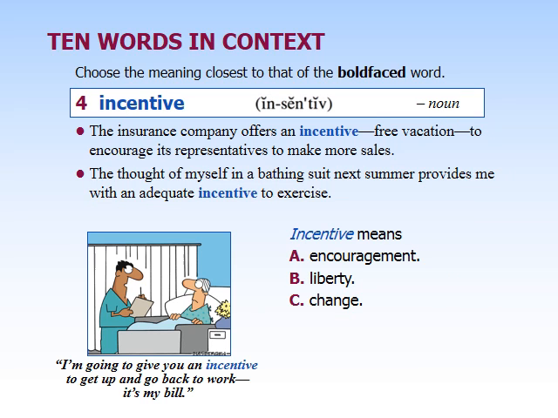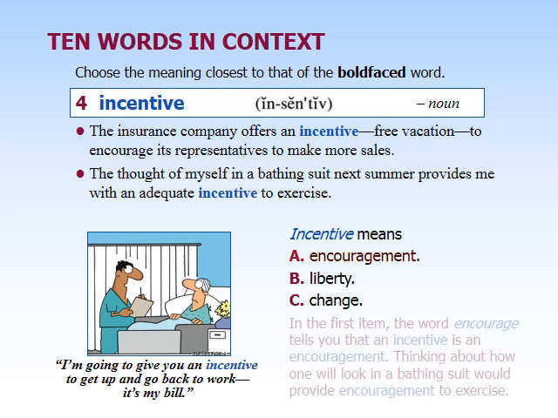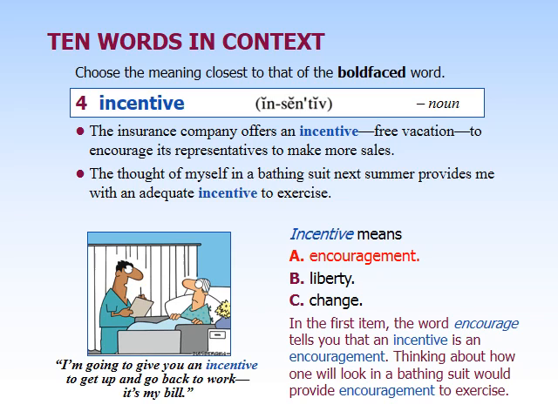The next word here is incentive, and this one's a noun. Now this one is a little bit tricky. So we have this IVE, and a lot of the times IVE words are adjectives, but in this case this one's a noun, so nothing's perfect. The insurance company offers an incentive, free vacation, to encourage its representatives to make more sales. The thought of myself in a bathing suit next summer provides me with adequate incentive to exercise. So it means encouragement.